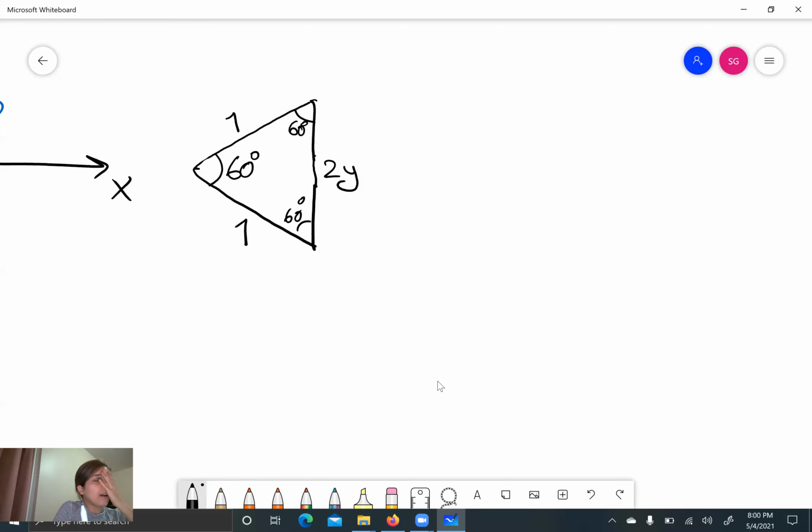So if you recall from high school, in geometry, I think you learned that if you have an equilateral triangle, the 3 angles have the same value. So you see all of them are 60. Then the sides have the same value. So this side is 1, this side is 1, so this side also has to be 1. So from here, we can conclude that 2y must be 1. So therefore, y must be half.